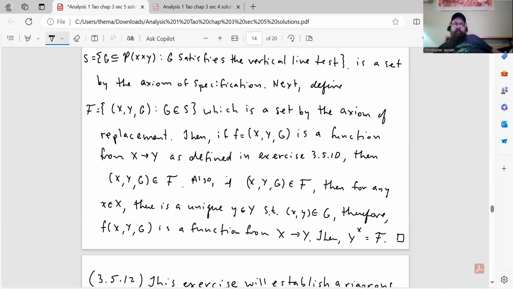Therefore, sorry, I forgot the equal signs in all of these. F equals the set of (X, Y, G) where G is a function from X to Y, then Y to the X equals the set F. All right, so that shows that problem 3.